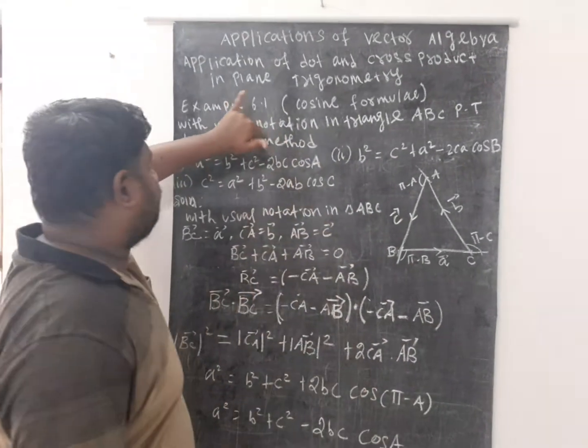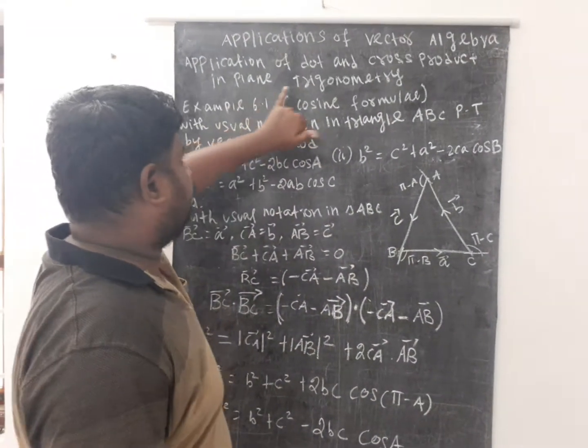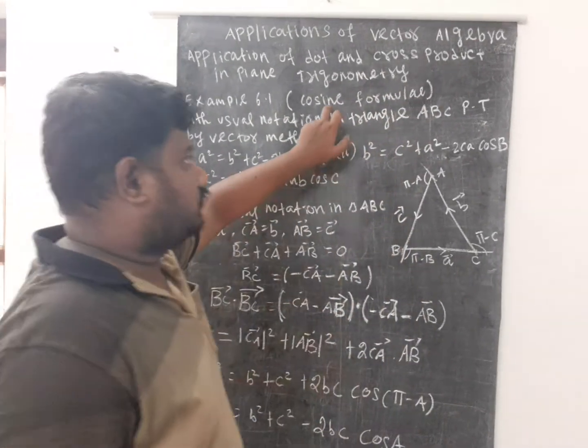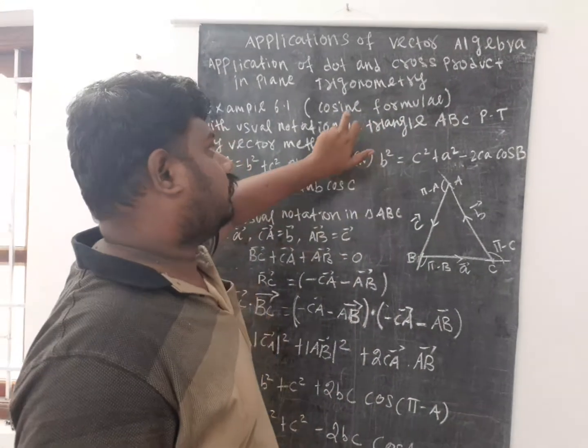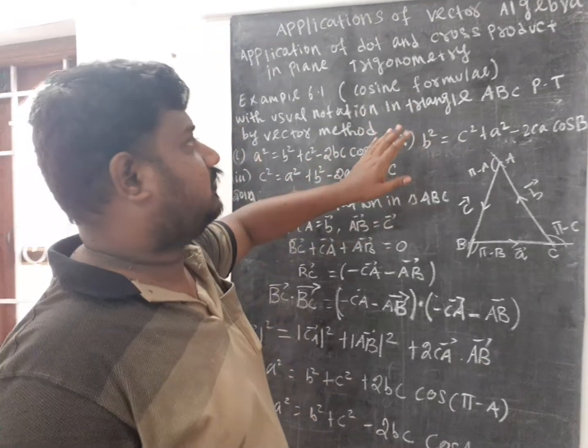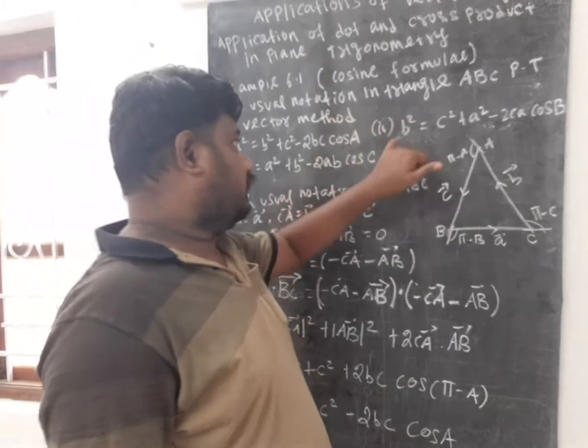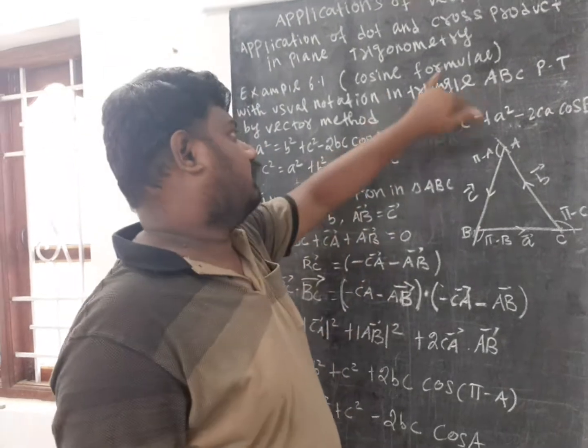The first one is application of dot and cross product in plane trigonometry. The first one is the cosine formula. We are already familiar with the cosine formula in 11th standard. We proved the cosine formula, sine formula, projection formula in 11th standard using trigonometry. But here we are using the vector method. Using the vector method we can prove these formulas.